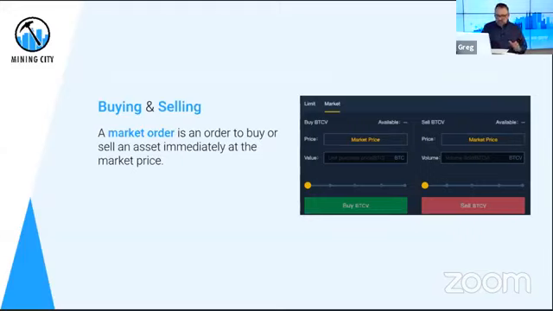In this example, we can see how a market buy order can be placed to buy BTCV at a market price. So traders choose market option, enter the amount of BTCV to be purchased, and click on buy to make a purchase.